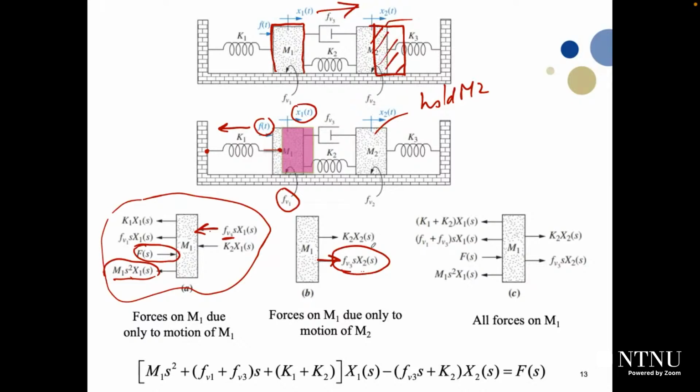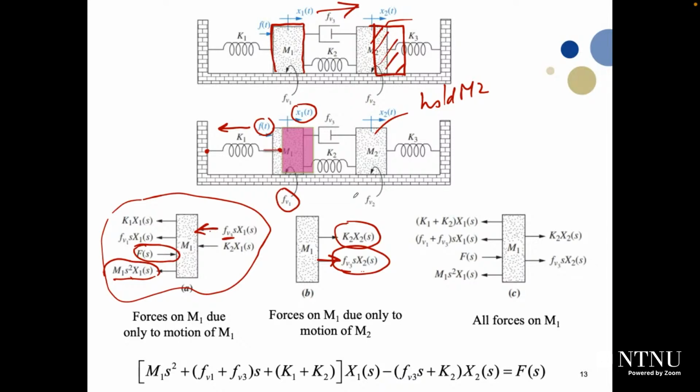In the same way, we have K2. K2 will also try to drag M1 to the right-hand side, so it will generate a force proportional to X2. It will be K2 multiplied by X2 of S. So now we have all the forces acting on M1 and M2.